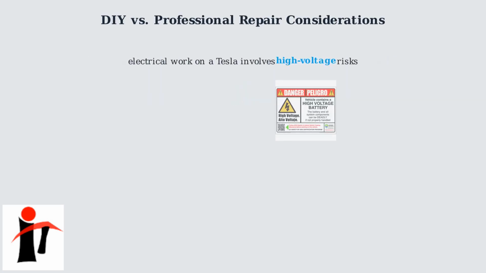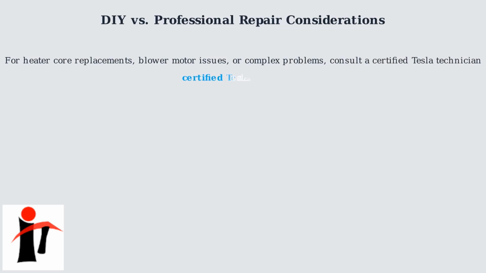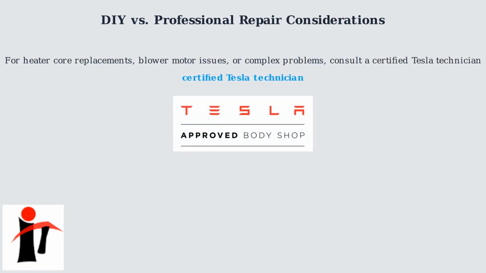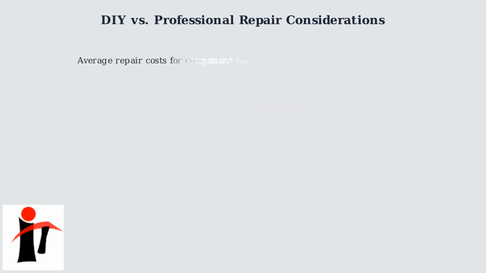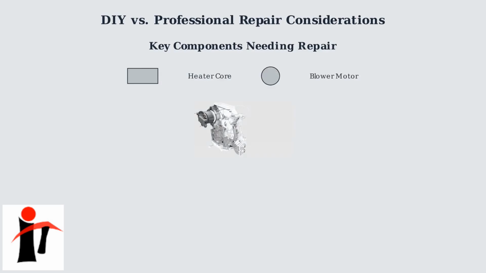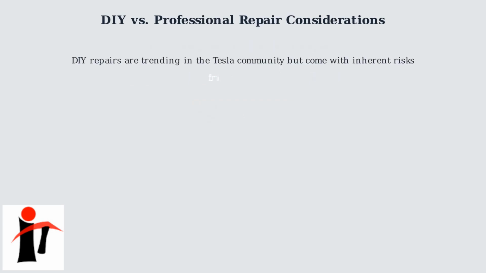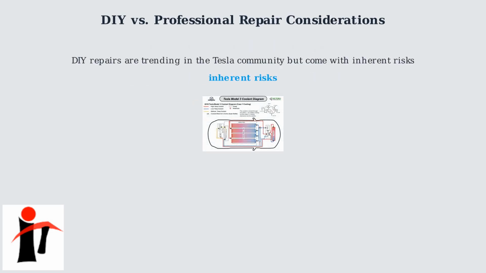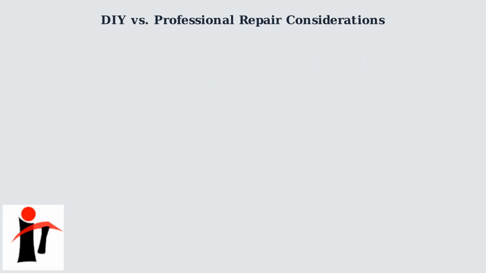However, electrical work on a Tesla involves high-voltage risks. For heater core replacements, blower motor issues, or complex problems, consult a certified Tesla technician. Average repair costs for component replacements range from $500 to $1,500. Components like the heater core and blower motor often require professional attention. DIY repairs are trending in the Tesla community, but come with inherent risks. Weigh your abilities and safety carefully.